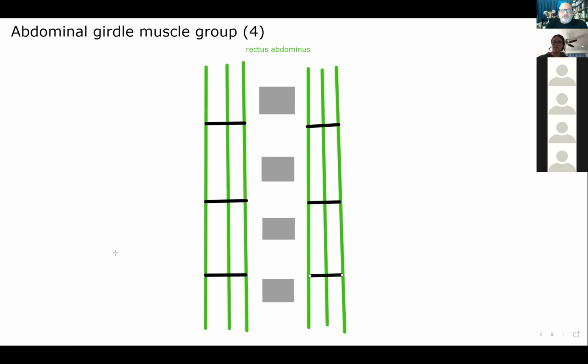6 tendinous insertions that divide the rectus abdominis into 8 individual bellies, which we commonly refer to as what?